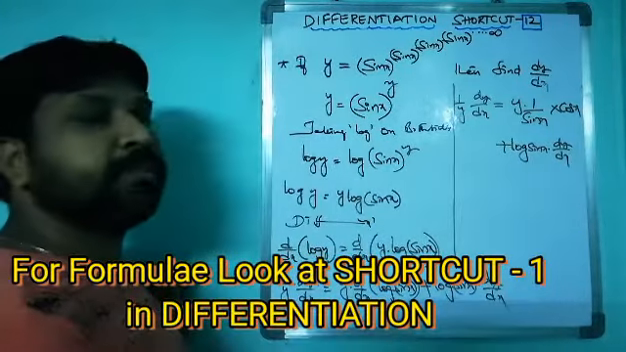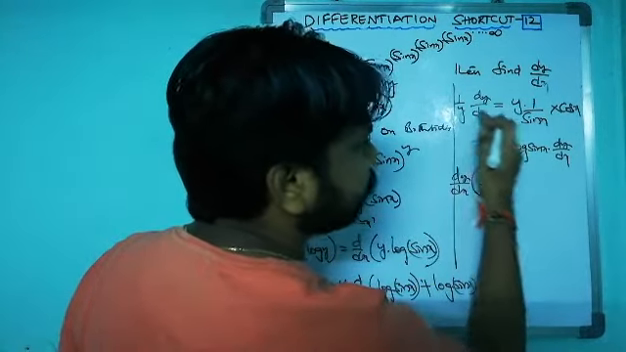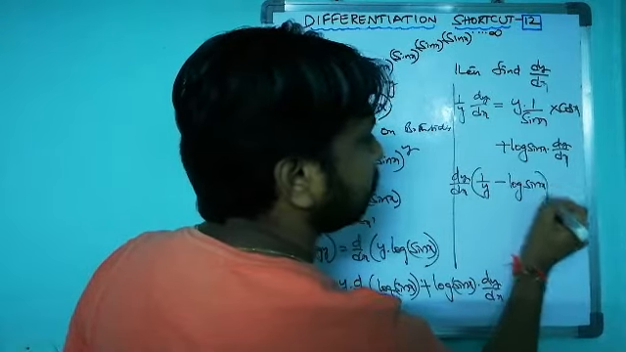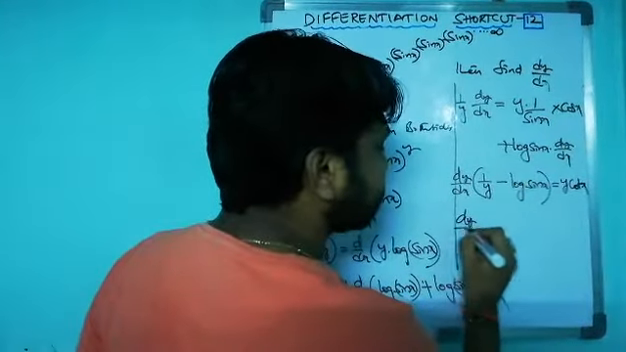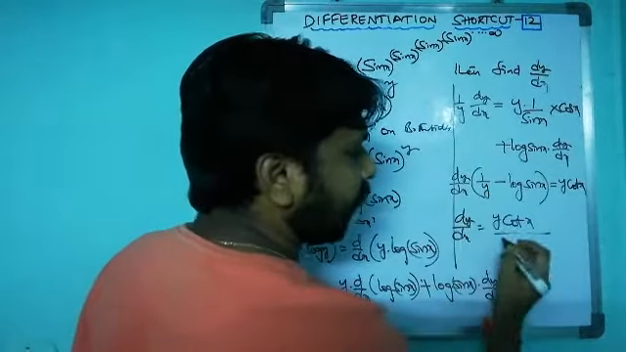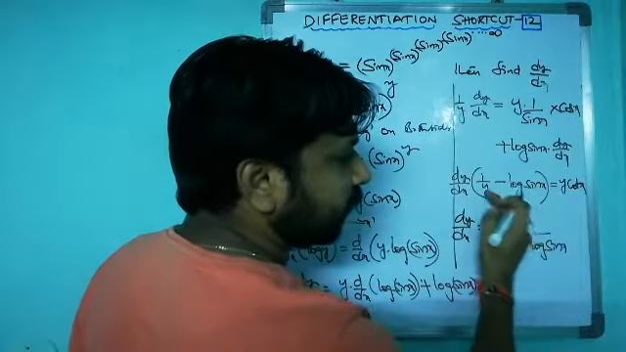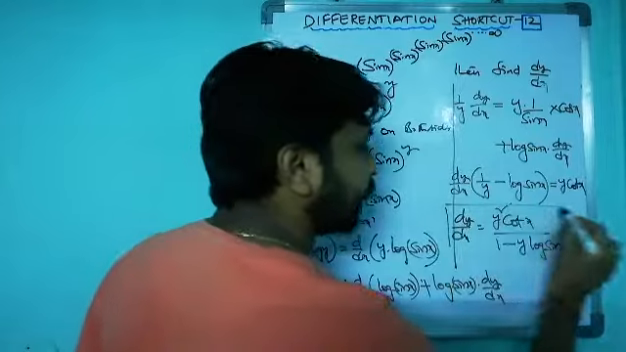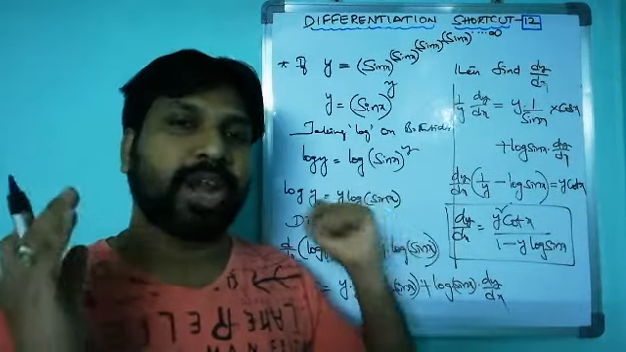Now, friends, keep dy by dx on one side and take it common. So dy by dx into 1 by y, taking 1 by y as common, keep the dy by dx term on the left-hand side, and take common log sin x, that is equal to y into cos x by sin x, which is cot x. So dy by dx can be written as y cot x divided by the remaining term: 1 by y minus log sin x. The y goes up, giving y square, so dy by dx, the answer, is y square into cot x divided by 1 minus y log sin x, friends.